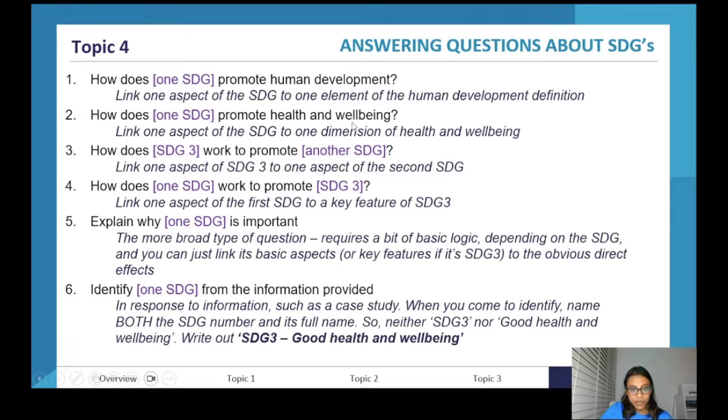Then we've got health and well-being. We've got how one relates to another, but also how SDG 3 especially relates to promote another SDG, and how another SDG works to promote SDG 3. So what I was saying about the vice versa relationships before. Having examples for both ways is super important. And then why one SDG is important. And then identifying it from information provided, like a case study.